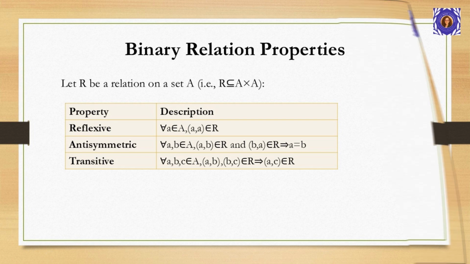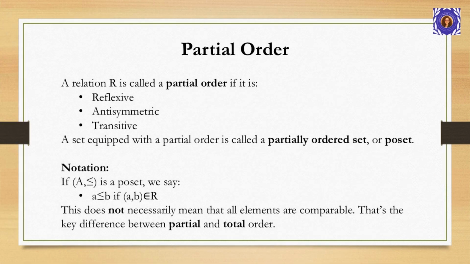A partial order is a relation that satisfies all 3 properties: reflexive, antisymmetric, and transitive. We call a set equipped with a partial order a partially ordered set, or poset. The word partial is key here. It means that not every pair of elements needs to be comparable.